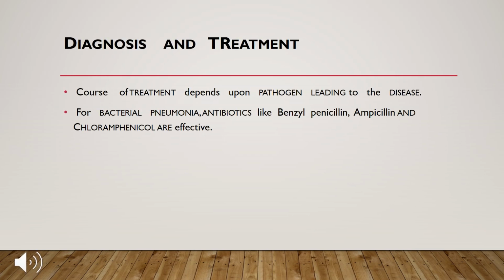Diagnosis and treatment of pneumonia. The course of treatment depends upon the pathogen leading to the disease, whether the pathogen is a virus, a bacteria, or a fungus. For bacterial pneumonia, antibiotics like benzyl penicillin, ampicillin, and chloramphenicol are effective.